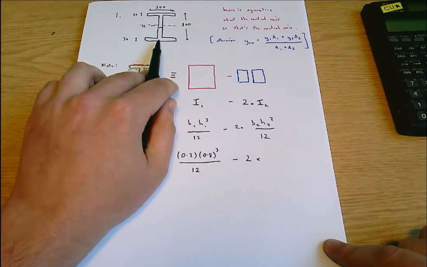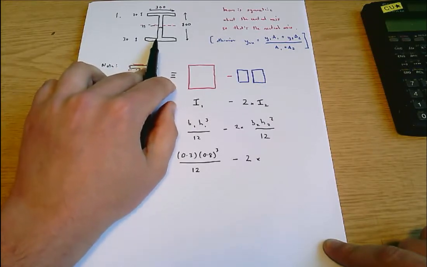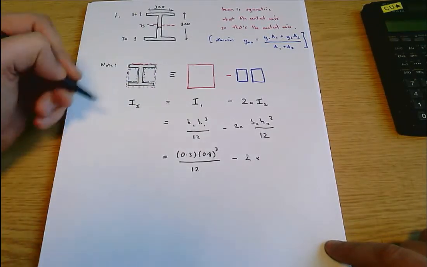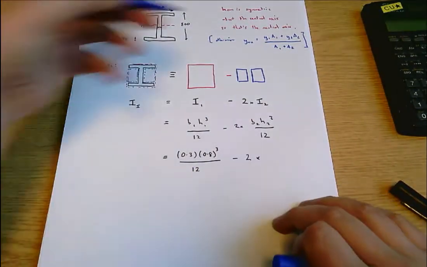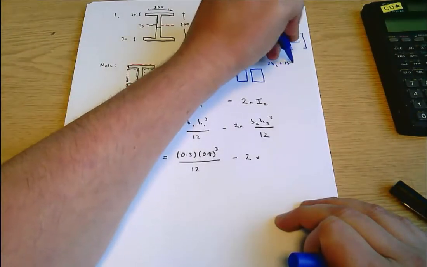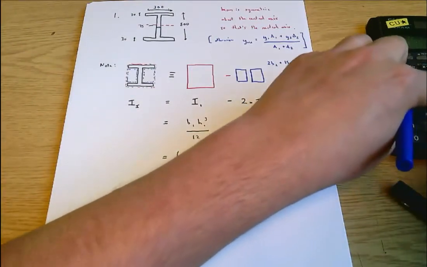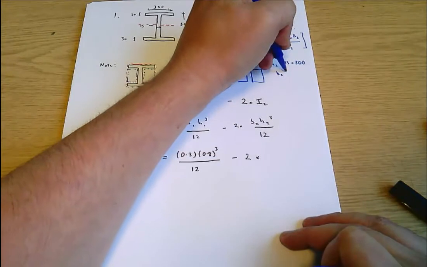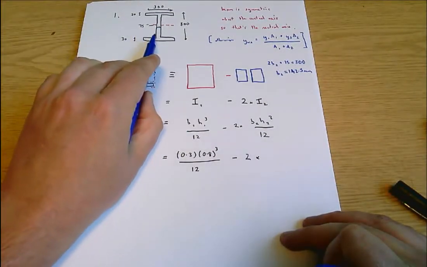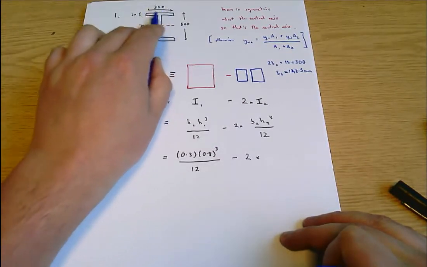The breadth is half of 300 minus the breadth of that web. One way to look at it is, let's make a side note here: 2b2 plus 15 equals 300, and if you rearrange that, 300 minus 15 divided by 2, you get b2 is 142.5 millimeters. And that's basically the breadth from here to here. So you've got 142.5, 15, another 142.5, and all of that adds up to that 300.